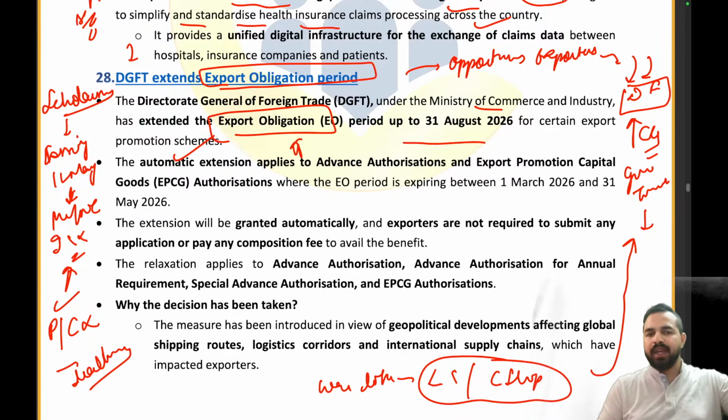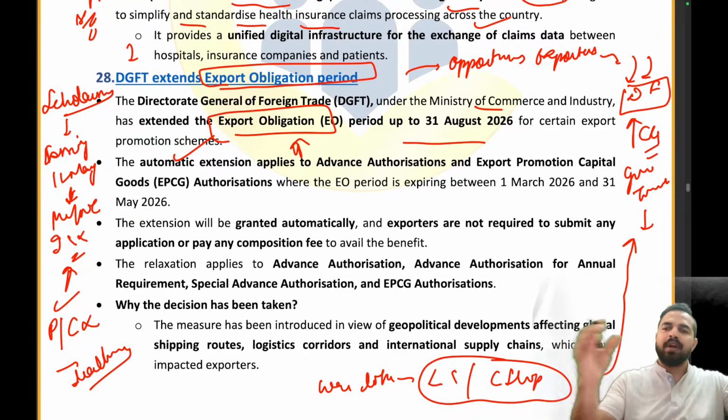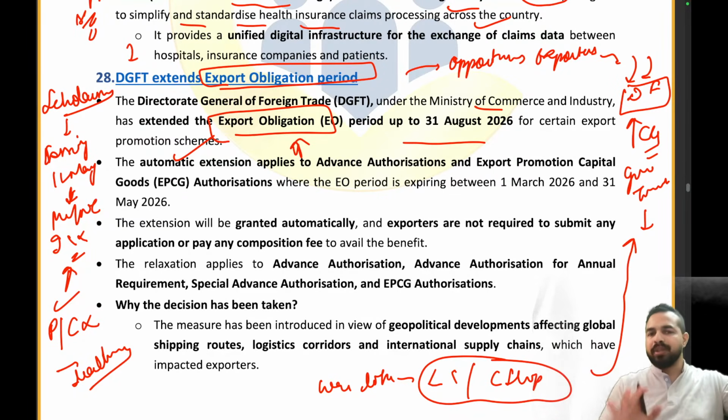What is the export obligation? That means, as a part of this facility, the exporters were able to import articles in a duty-free manner, right? And they were required to export articles of a particular value at a particular time, but they were not able to do that. But considering the geopolitical situation, the Government of India decided that okay, don't worry, we are extending the period up to 31st August 2026.